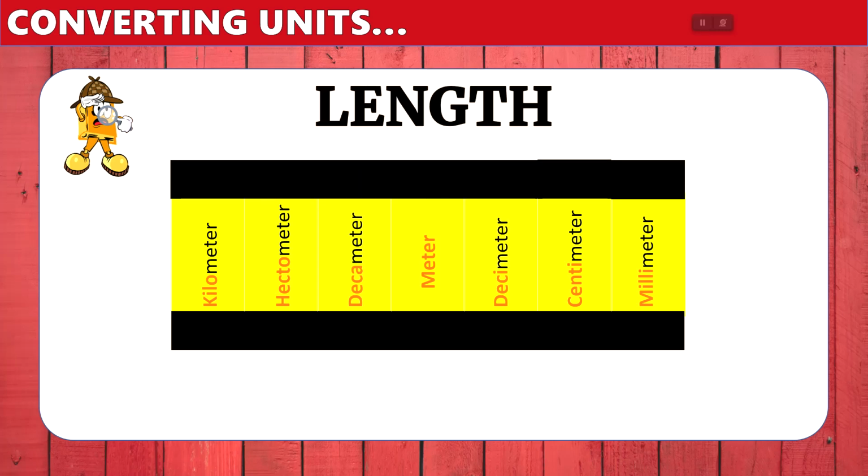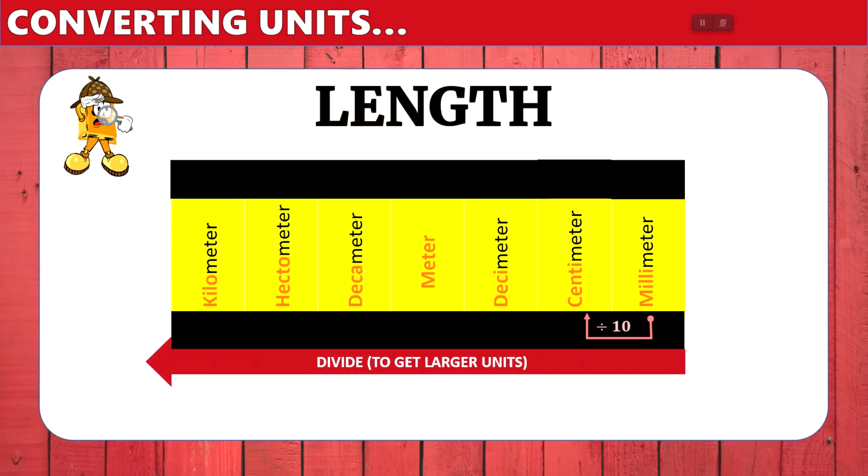Now let's look at going in the opposite direction, going in the left direction. From millimeters to centimeters, we divide by 10. And so we divide going in this direction to give us larger units. And so from centimeters to decimeters, we divide by 10. To get from decimeters to meters, we divide by 10. If we took meters and we wanted to find out decameters, we divide by 10. If we start with decameters and want to get hectometers, we divide by 10. And if we start with hectometers and want to get kilometers, we divide by 10.